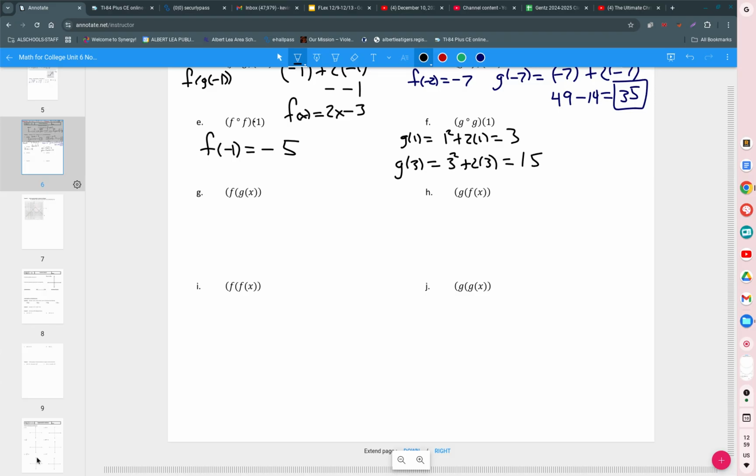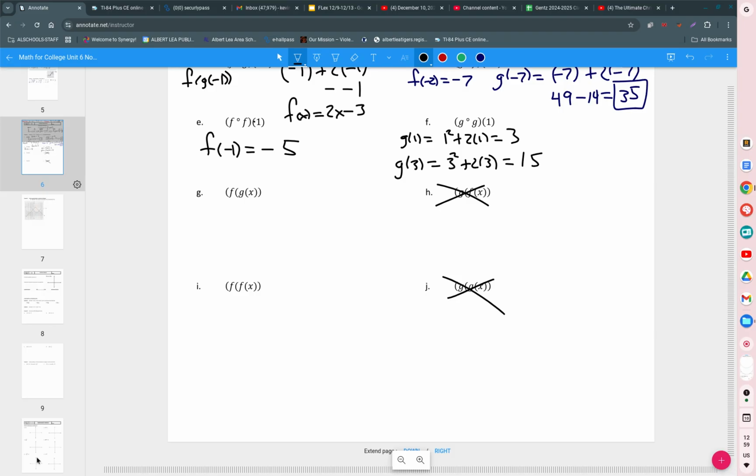Give it 15. All right, we're going to skip letter H, and we're going to skip letter J. How are letters G and I different from the ones we just did? The ones we did had numbers, right? These don't have any numbers.